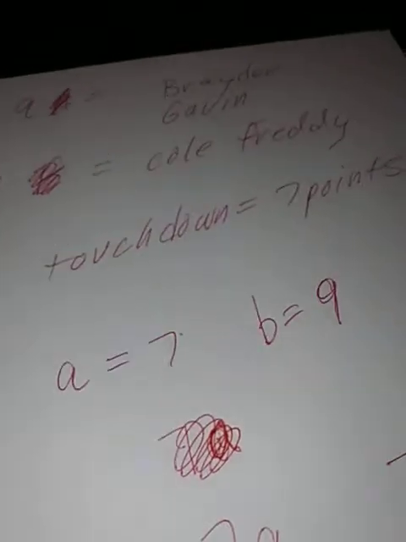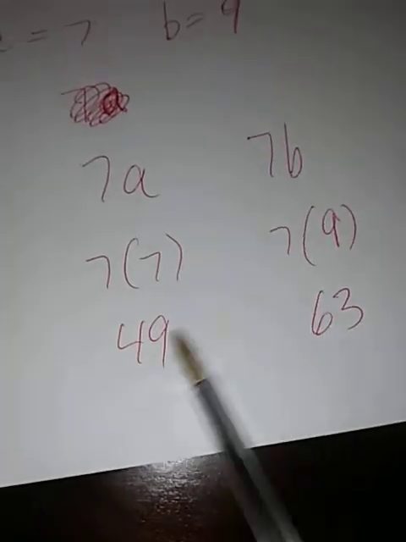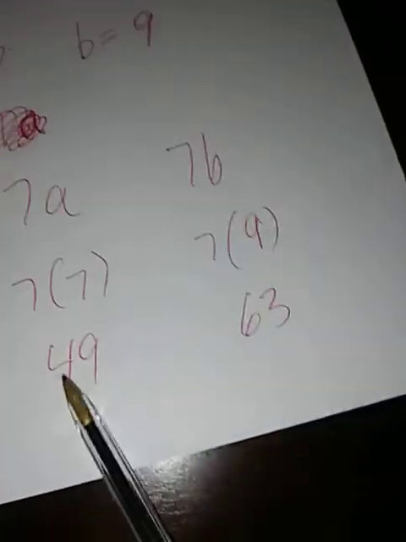So 7 times A. A equals 7. B equals 9. Set it up like that. 7 times 7 is how much? 49. 7 times 9, 63. So now I'm going to subtract these two numbers, right? If I subtract 49 minus 63, I'm going to get a negative, but I want a positive.